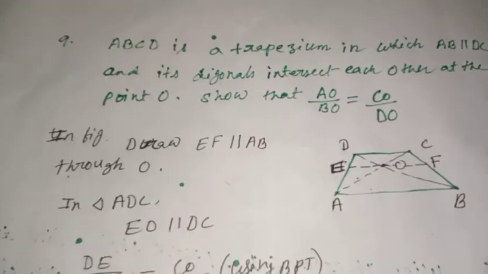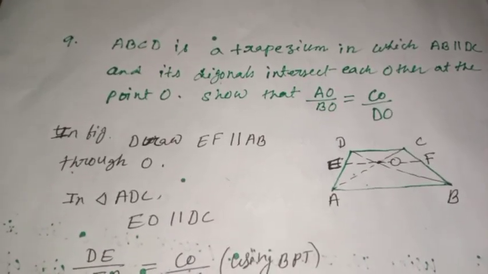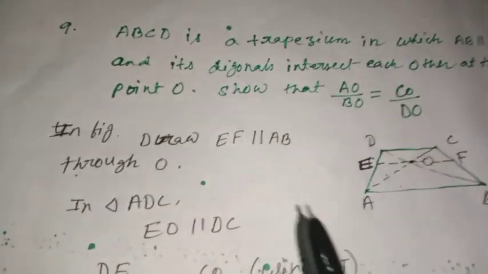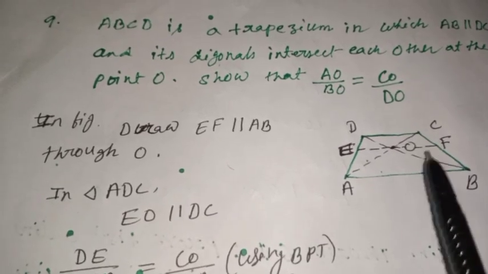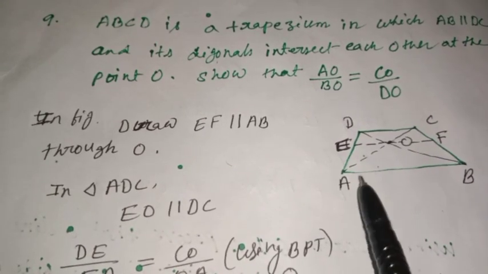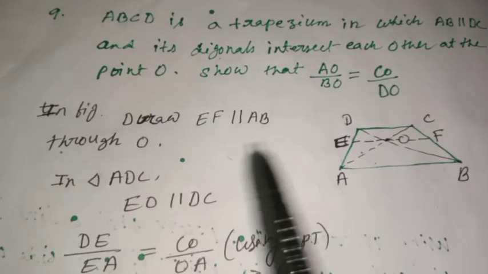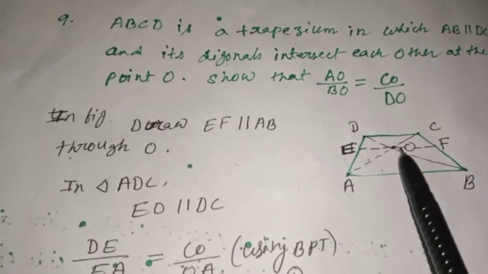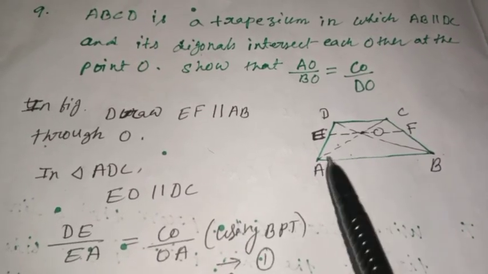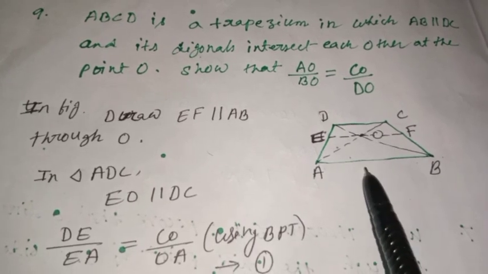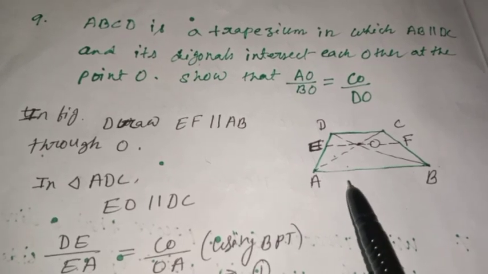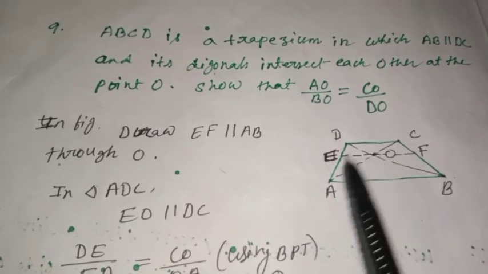Now see, since AB is parallel to CD, here you have to draw one more parallel line. See, in the figure, draw EF parallel to what? AB. Already AB is parallel to DC, so I am taking EF parallel to AB through O, and already you know AC and BD intersect at O. It is given in the question. Now in triangle ADC, EF is parallel to AB, and AB is parallel to DC. That means EF parallel to AB is also parallel to DC.